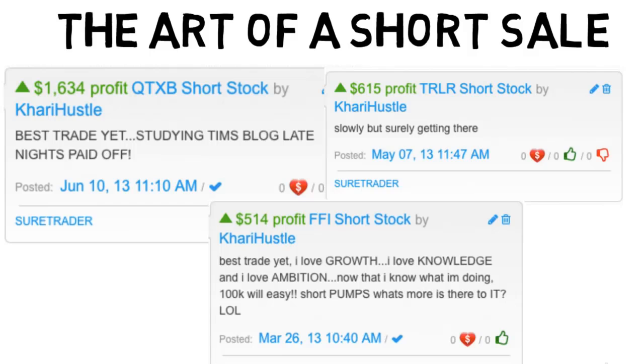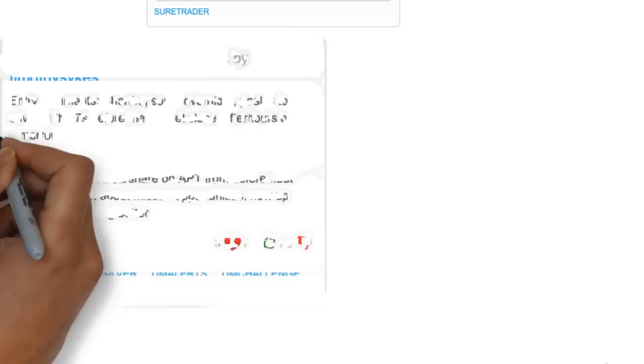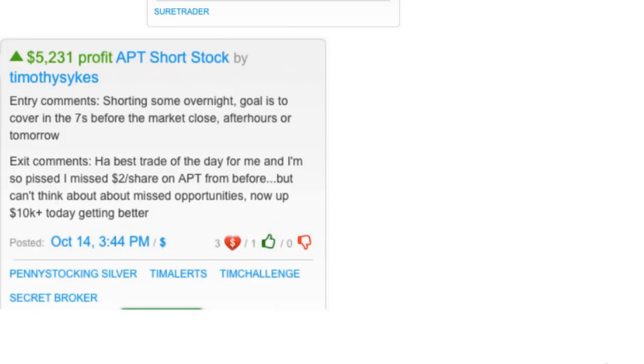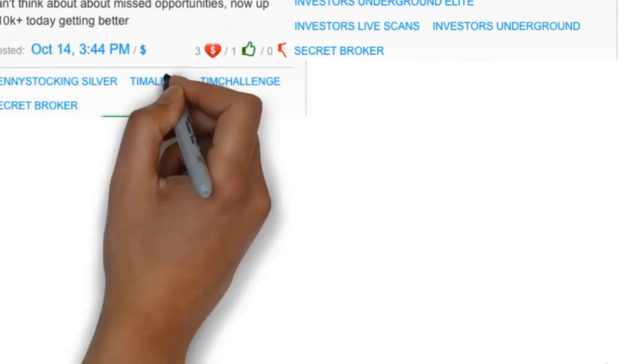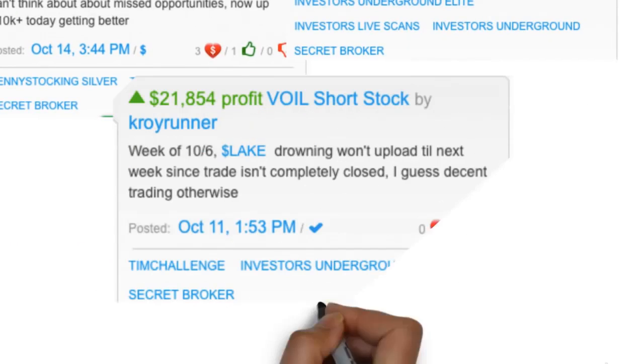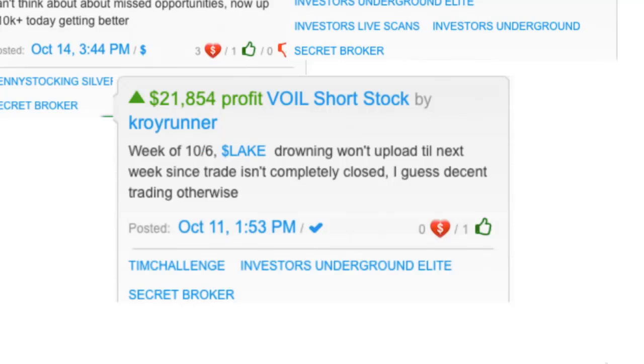Now I'm gonna show you a couple other trades of other people, like this one, Timothy Sykes. He made $5,231 on a short stock, short selling that APT. Another trade, $8,557 on another stock, GPRO. And look at this one, $21,854. All short stock. All these are short sales.